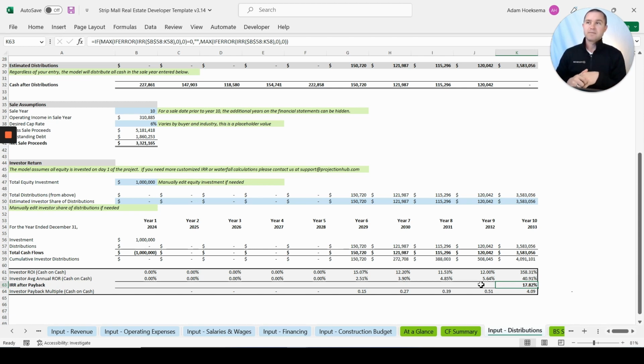Now, this is a pretty complicated and complex model, and you might be thinking, boy, I just need something really simple. This is overkill for me. And so we do have what we call our simple strip mall model as well. That is much more high level. It's not going to help you model out investor returns. It's not going to help you model out how much debt you can afford and those sorts of things. So it is limited in that way.